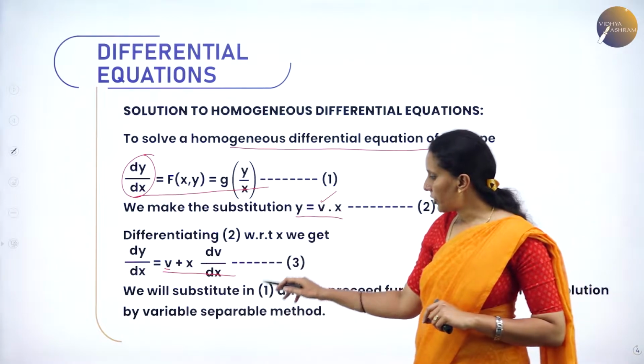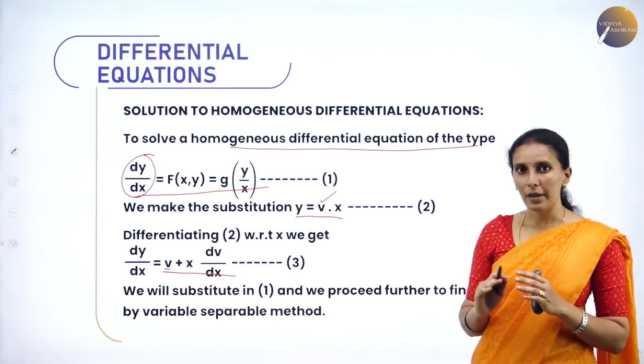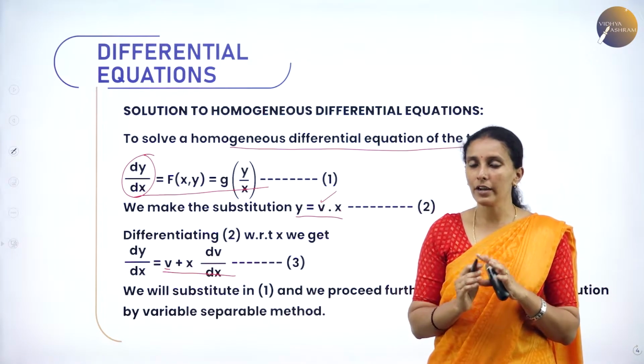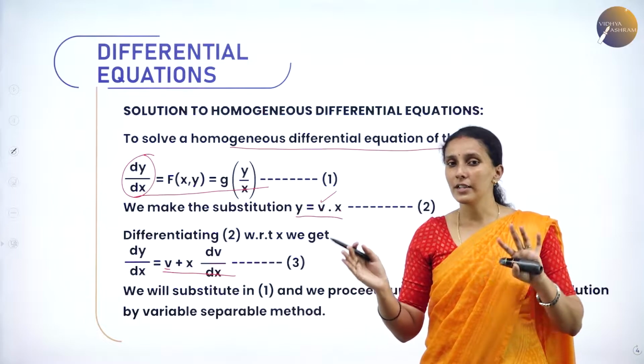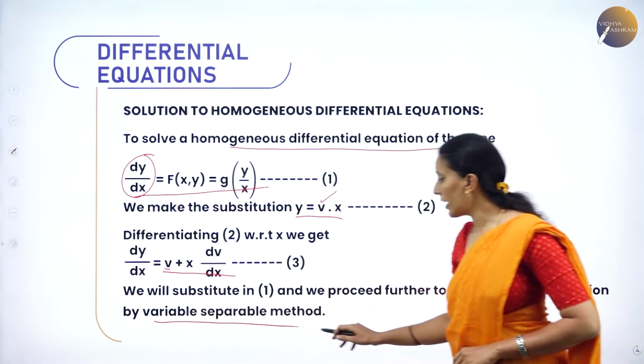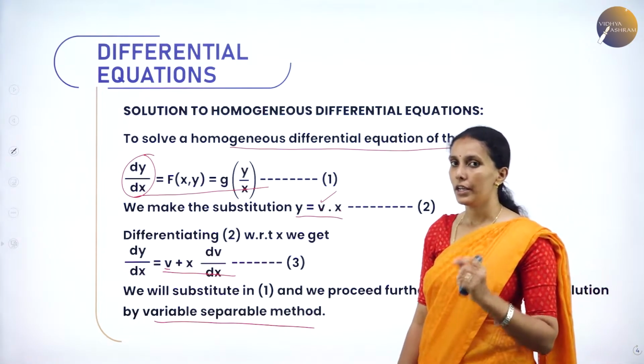After substituting in 1, we will rearrange the variables, that is, all v terms on one side and all x terms on the other side, and we will apply the method of variable separable to find the solution of the homogeneous differential equation.